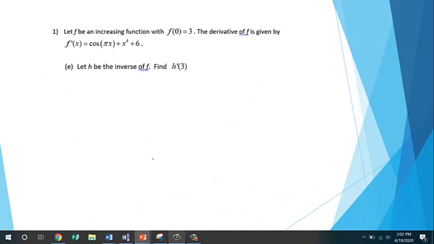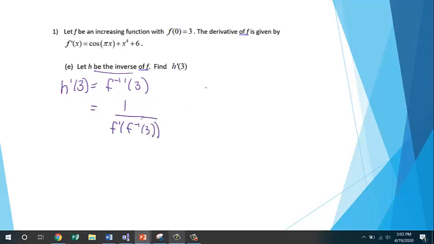Alrighty, next part. Let h be the inverse of f. So again, notice we're totally switching gears. Find h prime of 3. So we know, because they didn't give me information about h, they only give me information about f, that since they're inverses, h prime of 3 is the same thing as the derivative of the inverse of f at 3. So we're going to go back to that formula that we learned, 1 over f prime of f inverse of 3.